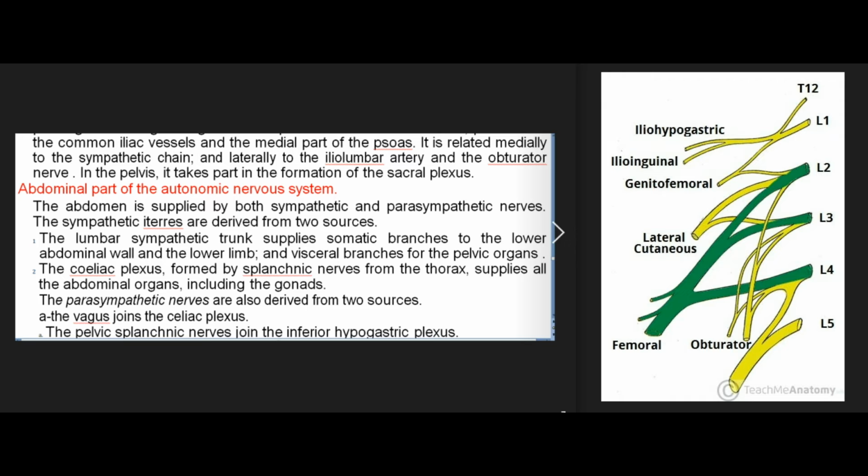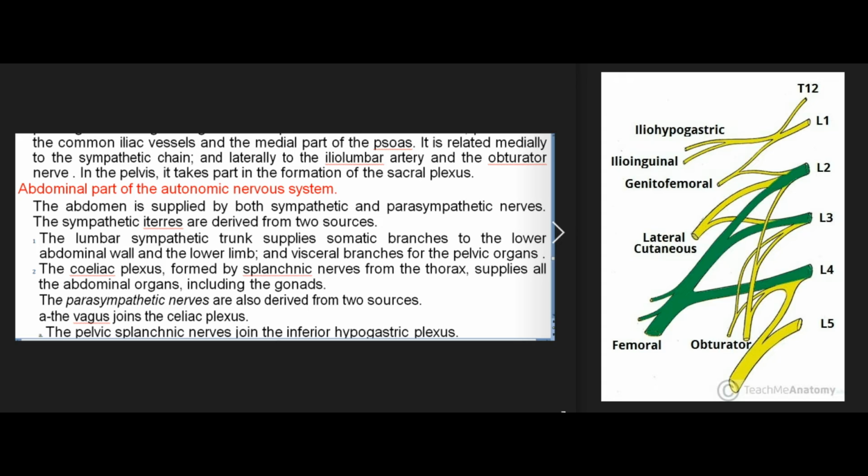Abdominal part of the autonomic nervous system. The abdomen is supplied by both sympathetic and parasympathetic nerves. The sympathetic fibers are derived from two sources. 1. The lumbar sympathetic trunk supplies somatic branches to the lower abdominal wall and the lower limb, and visceral branches for the pelvic organs. 2. The coeliac plexus, formed by splanchnic nerves from the thorax, supplies all the abdominal organs, including the gonads.